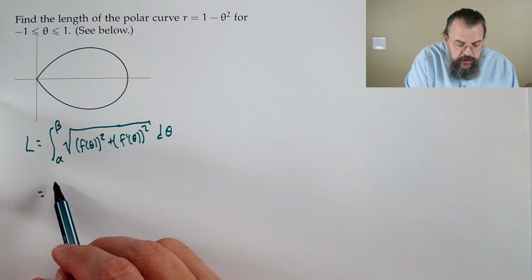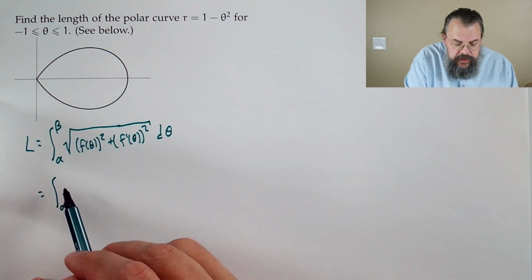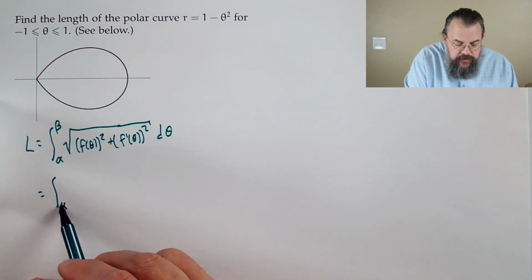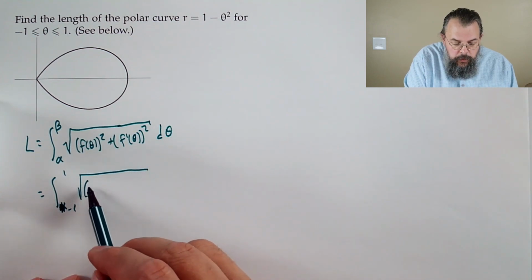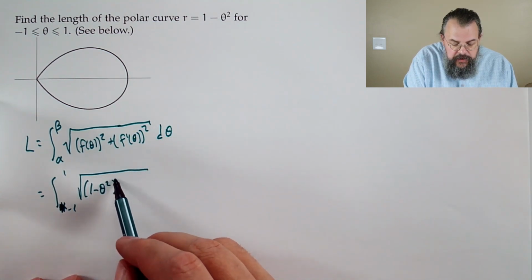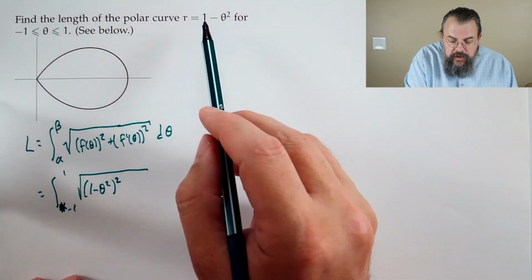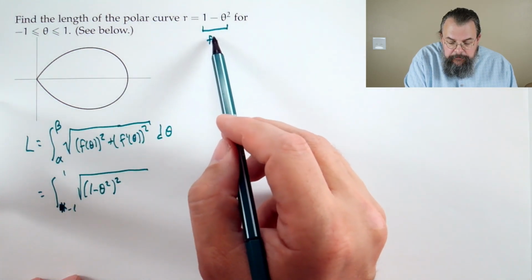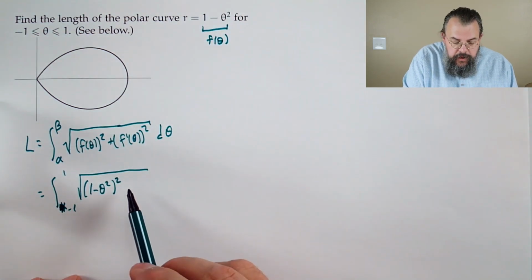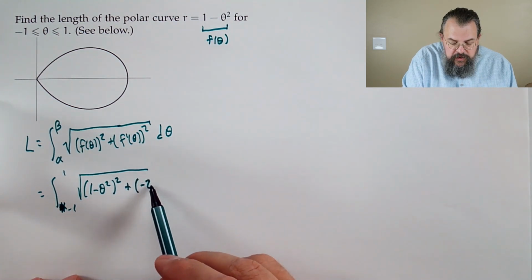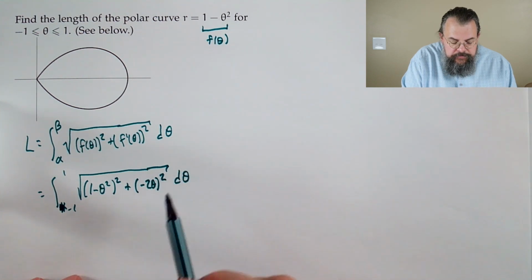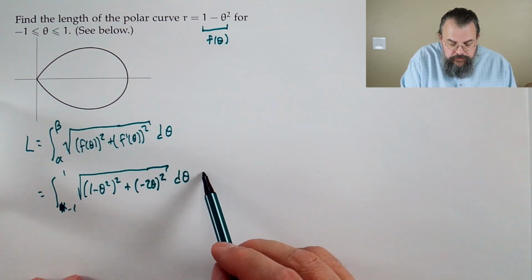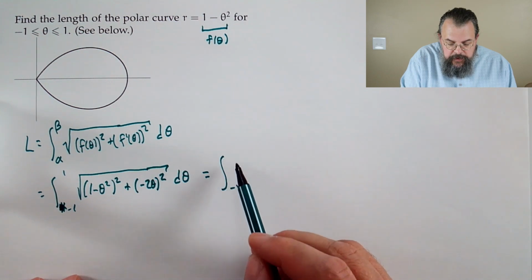Okay, well, let's see what that becomes. So we're integrating alpha to beta. Well, actually, we can say what they are, -1 to +1. Great. Square root of 1 minus theta squared, right? Because this part up here, this is our f of theta, plus minus 2 theta, that's our derivative, squared. Well, that's our integral, -1 to 1.